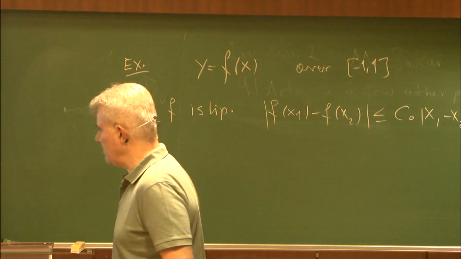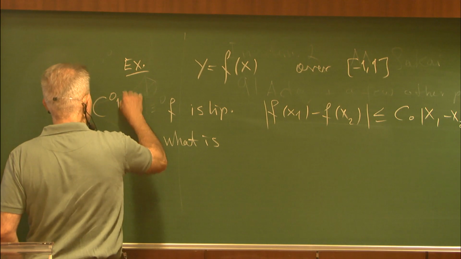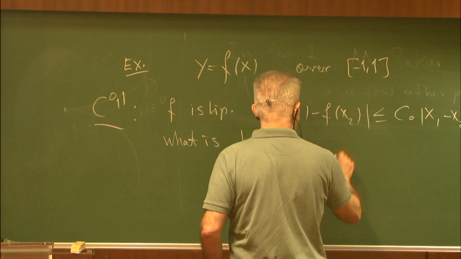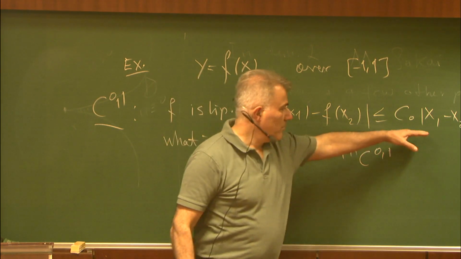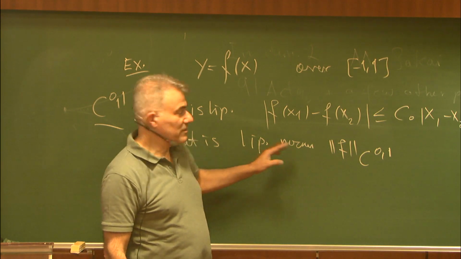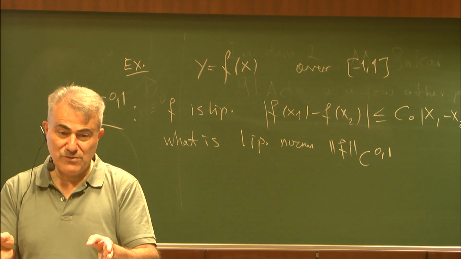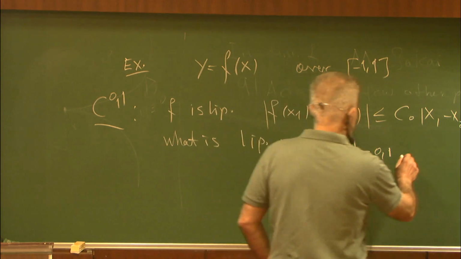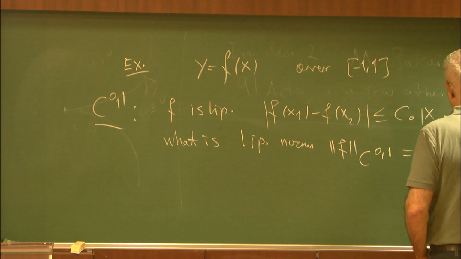From here you can define the Lipschitz norm, which we call C^{0,1}. How do you define the Lipschitz norm? You divide the whole thing by x1 minus x2 and take the supremum over all possible x1 and x2 going around, but never being equal. x1 is never equal to x2, but they are allowed to come as close as possible. Then you take the supremum value of that, and that will be your norm. So the Lipschitz norm is the supremum of f of x1 minus f of x2, divided by x1 minus x2, over all x1 not equal to x2.